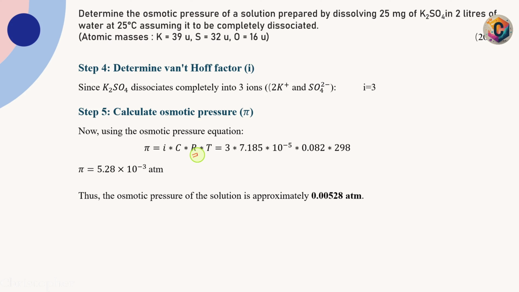What is the value of R here? 0.082. And the temperature is also obtained from the question. The temperature is written here in Celsius. You need to convert it into Kelvin. So for conversion, what should I do? Adding 273 to the degrees Celsius, you will be getting the Kelvin scale. Okay, so if I simplify it, you will be getting the value of pi.